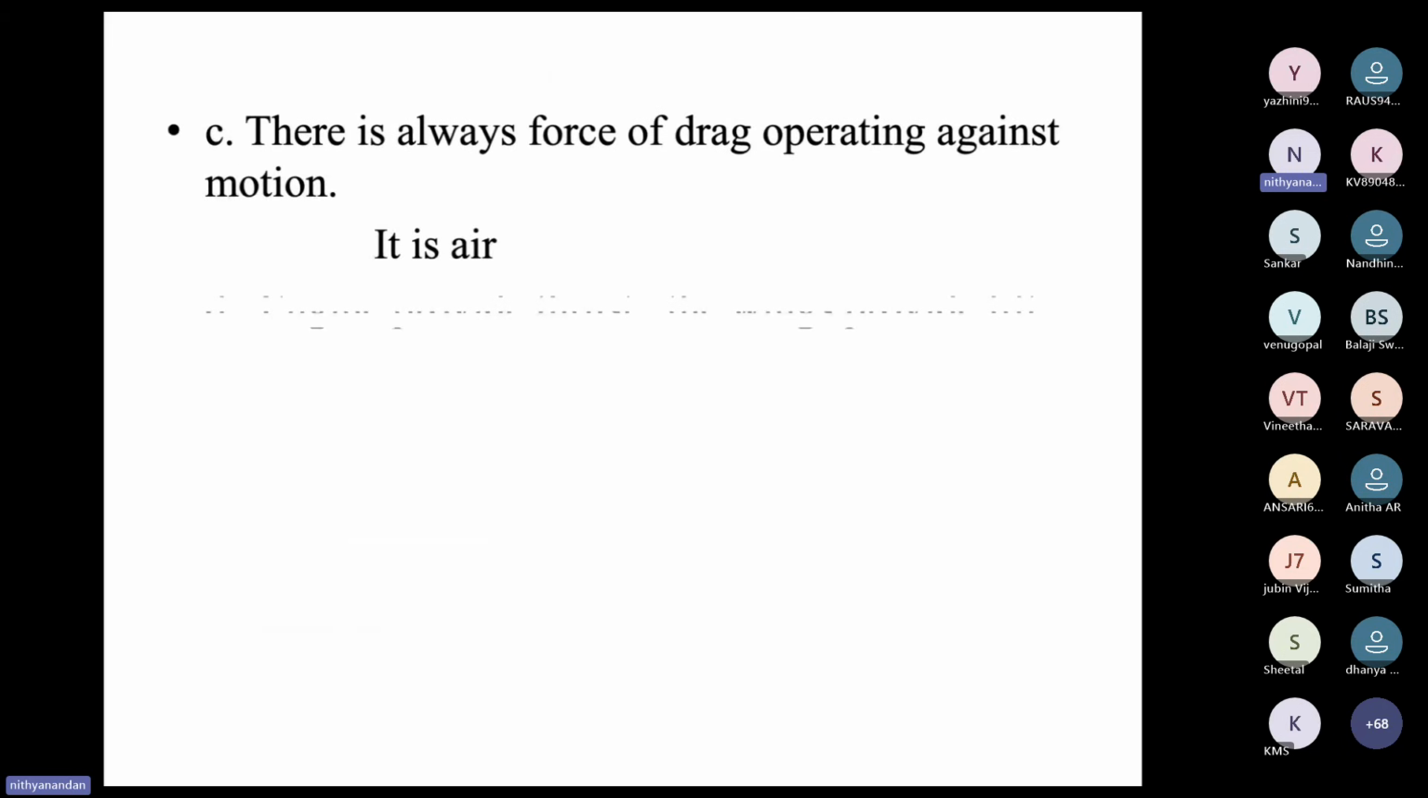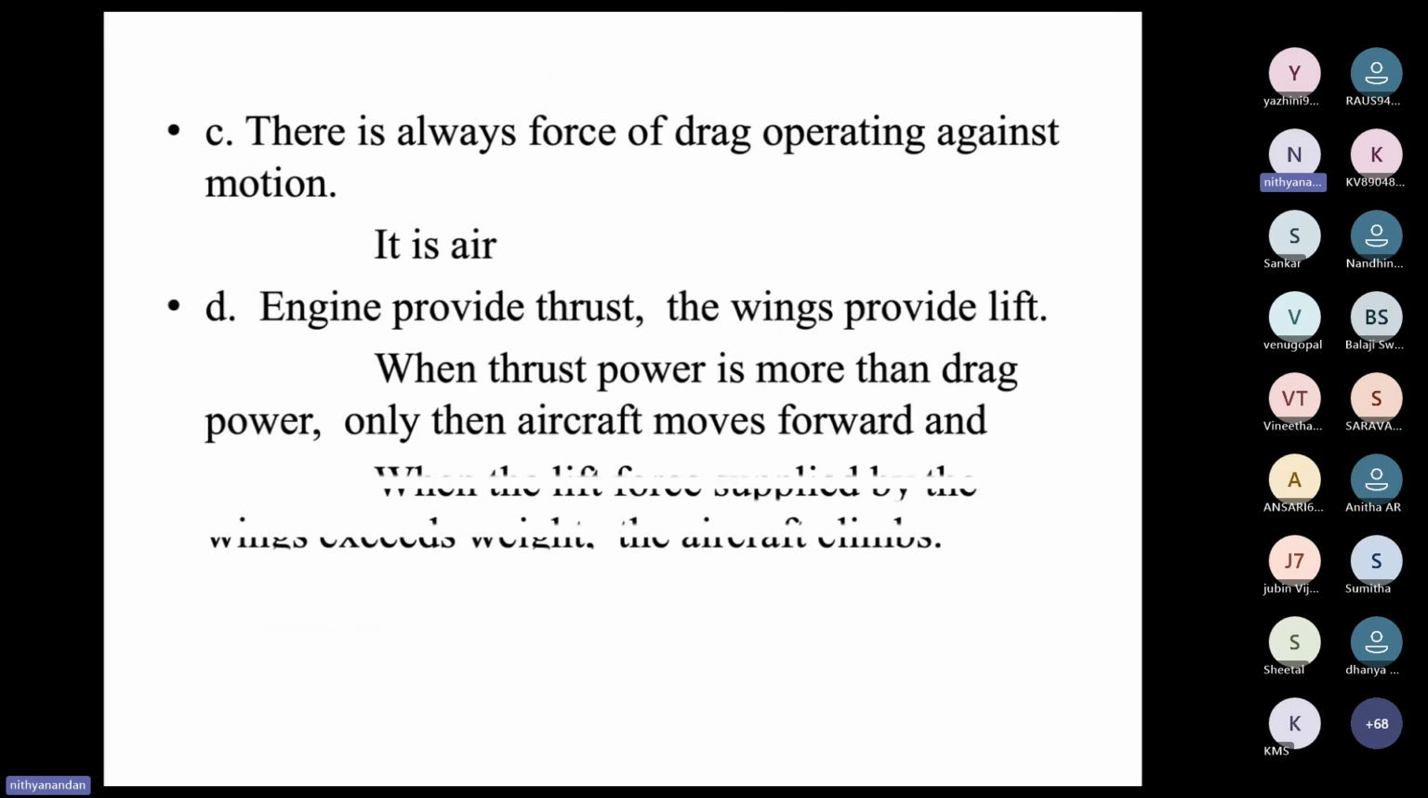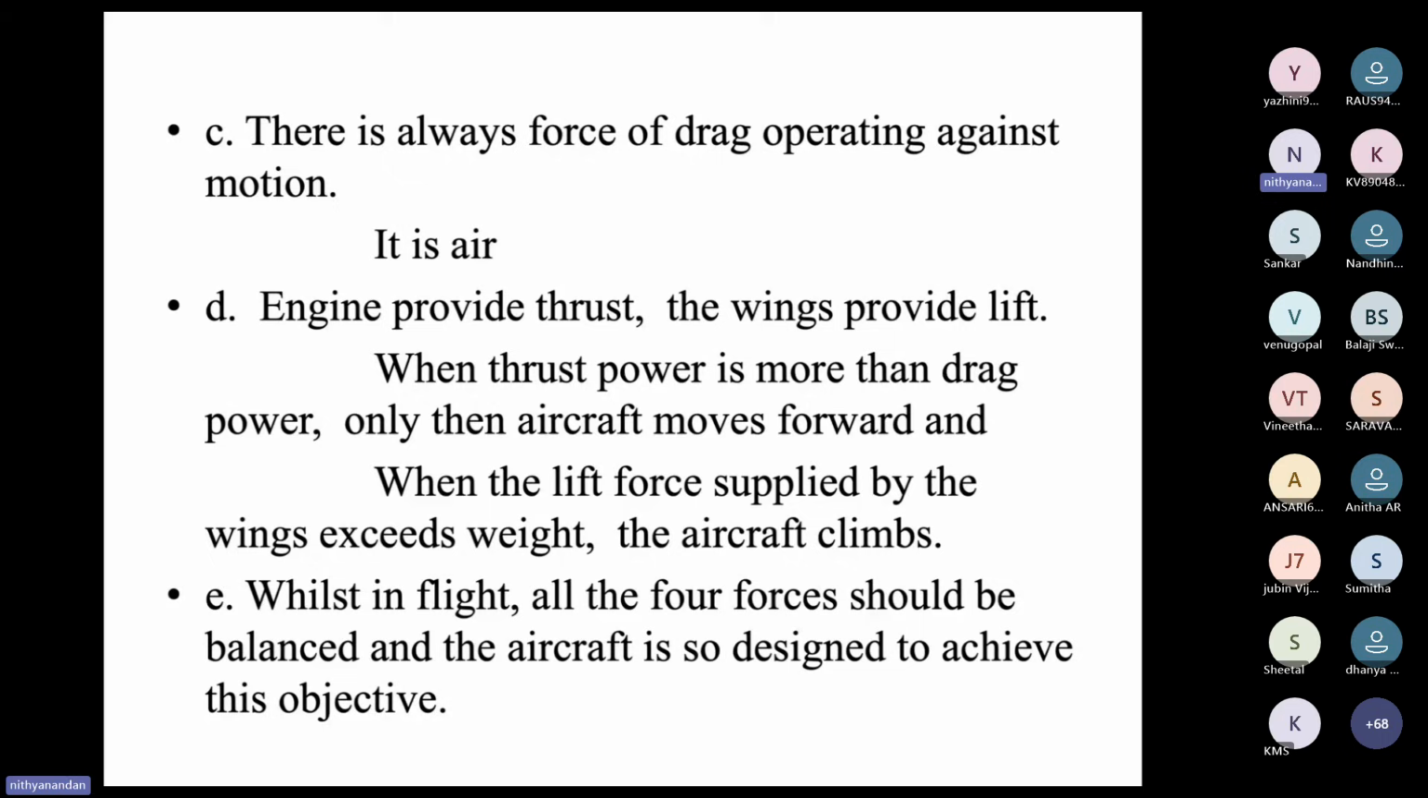There is always a force of drag operating against the motion. It is the air. The engine provides thrust. The wings provide lift. Only when the thrust power is more than the drag power does the aircraft move forward, and when the lift force supplied by the wings exceeds the weight, the aircraft climbs. Whilst in flight, all the 4 forces should be balanced, and the aircraft is designed to achieve this objective.